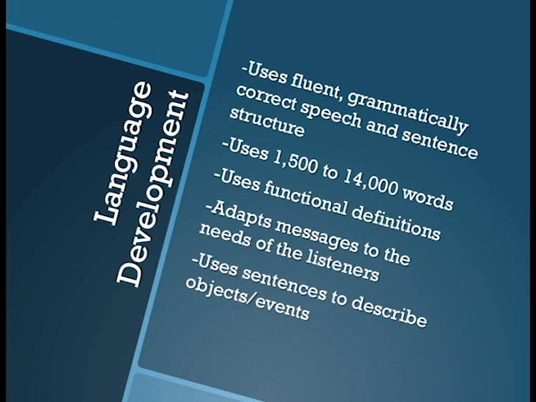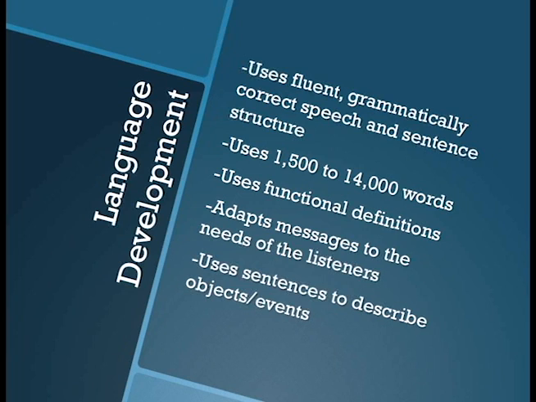In the language developmental milestones, a school-aged child uses fluent, grammatically correct speech and sentence structure. At this stage, they are able to use up to 1,500 to 14,000 words. They are able to use functional definitions and categorize items to what they are or what they are used for. For example, a ball is to bounce, a bed is to sleep in, and a book is to read.